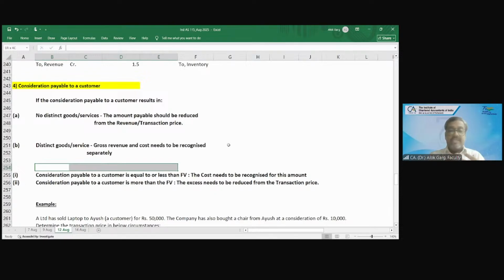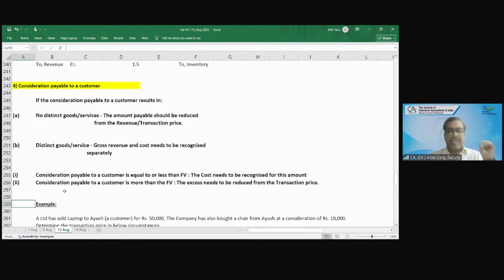Means the company is paying a consideration to the customer, and this consideration which I'm paying to my customer is either equal to or less than the fair value of the goods and services received. Okay. In this case, the cost needs to be recognized for this amount. Scenario two: consideration payable to a customer is more than the fair value, right? So whatever I am paying to my customer is more than the fair value of the goods and services received. In that case, whatever is the excess needs to be reduced from the transaction price.